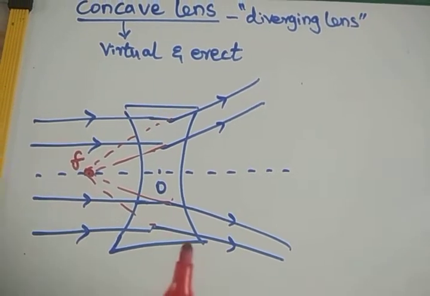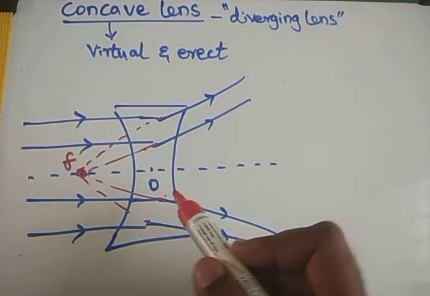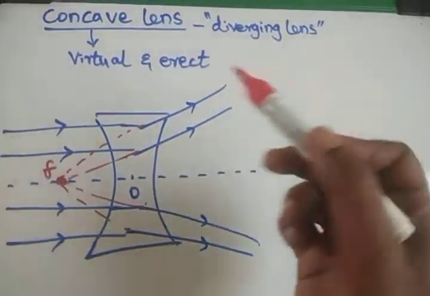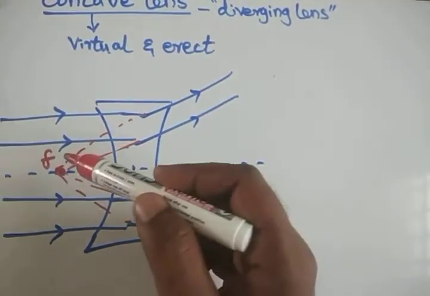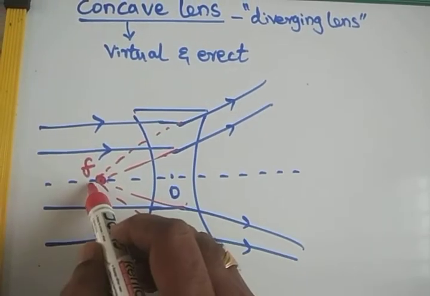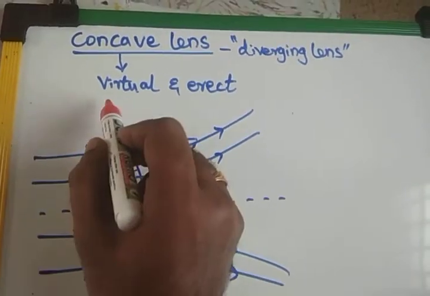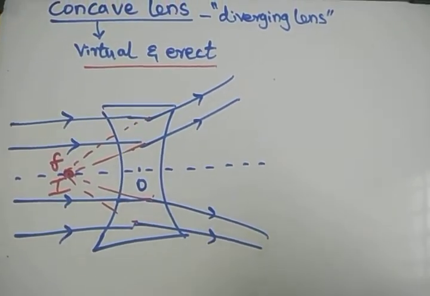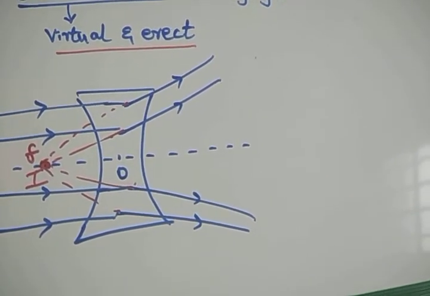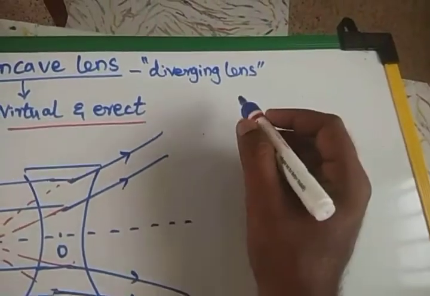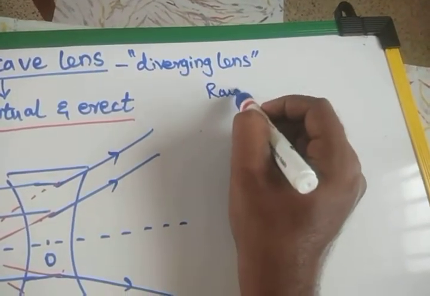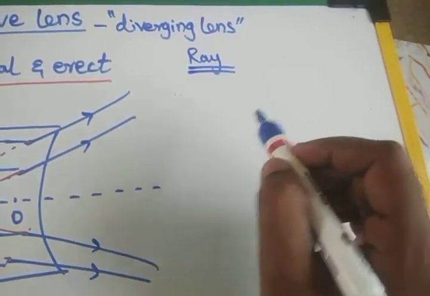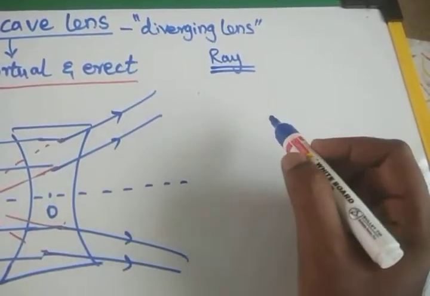Very simple. In the diverging lens, the refracted rays will be diverged outward. The diverged light appears to meet at one particular point, and the image will be formed at that point. That image is a virtual and erect image. Similar to the ray formation in the convex lens, here also we have the ray formation for the concave lens.